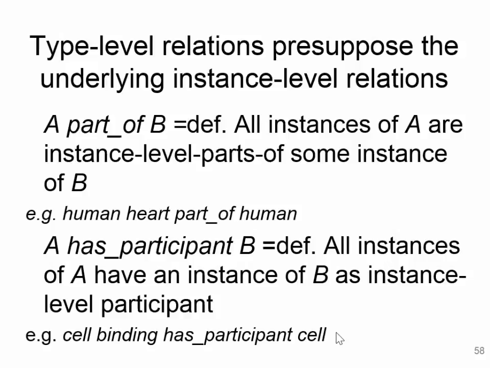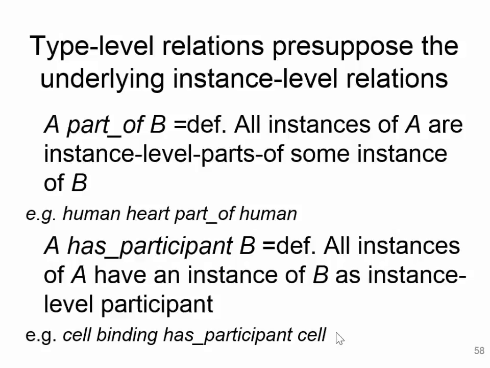The second problem with assertions like this, so human heart, part of human, is that it's not universally true. There are human hearts which are not parts of humans because they're in freezers or they're on the battlefield lying around. And for this reason, we need to understand how we're going to deal with what is called the canonical. So this is a strategy underlying many of the ontologies in the OBO Foundry, and I think it's a general strategy which has to be adopted in some form by practically every ontology project.